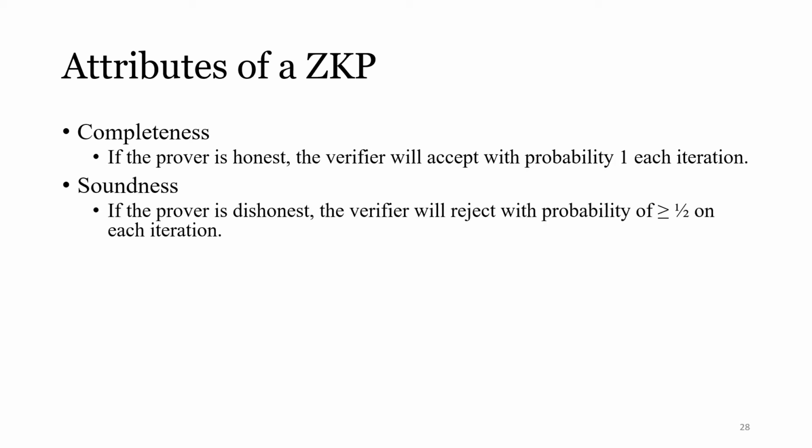Next, a zero-knowledge proof is sound. If the prover is lying, if they're being dishonest, then the verifier will reject with a probability of at least a half for each iteration. This was also exemplified in those proofs, and we just talked about it with that probability tree, where it's a 50% chance of a guess.